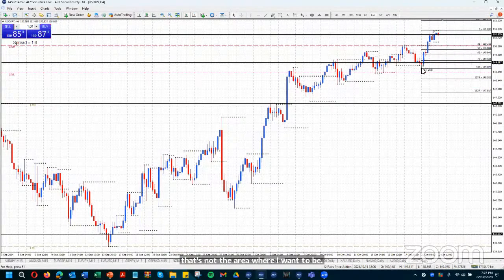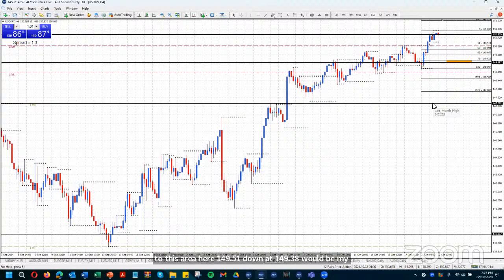I don't want to wait for the next dip. So it would be a game of patience to this area here. 149.51 down at 149.38 would be the desired area. Of course, it might just pull back to 62% level, so you just have to monitor it. But however, whatever price does, I don't want to be buying at the top of the move.